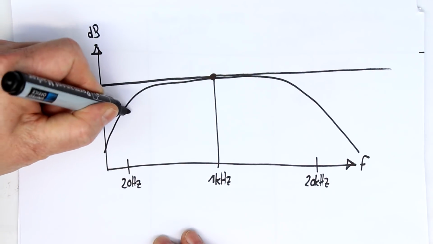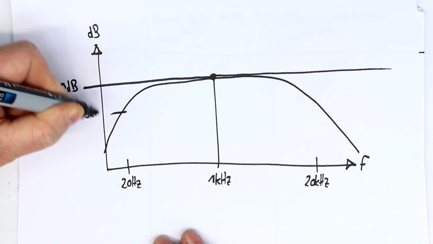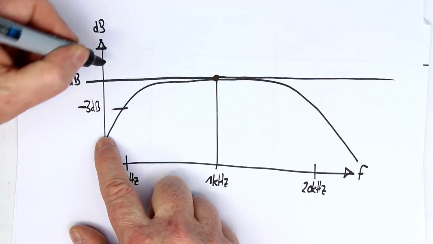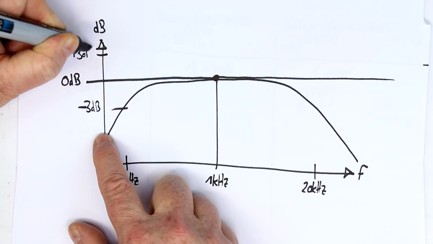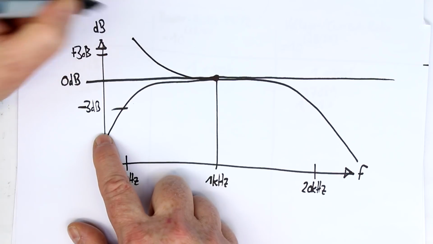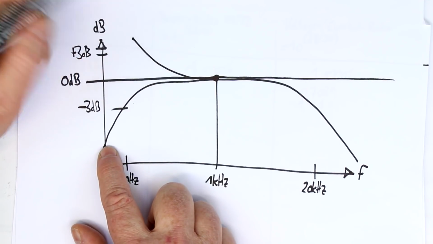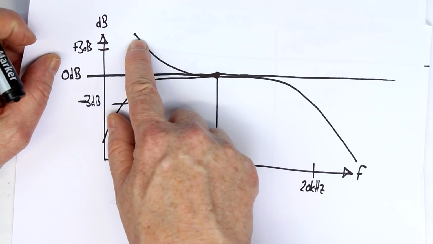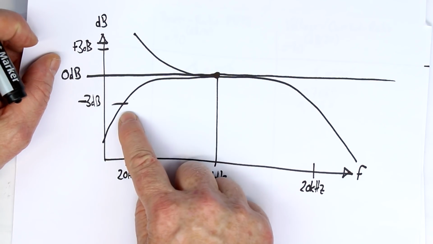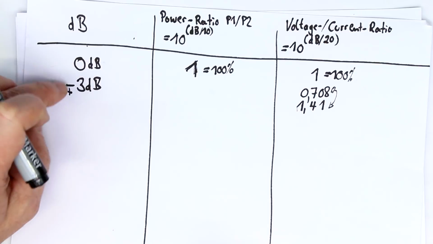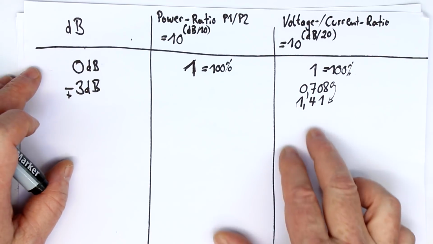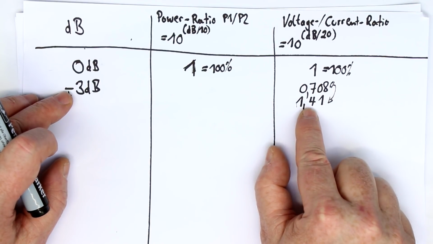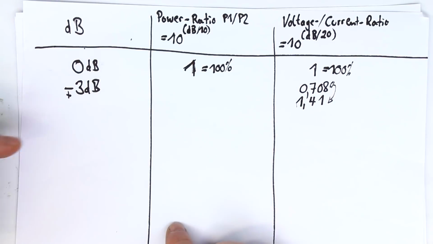Here we have, for example, our minus 3 dB value, and the level is smaller than our reference value. If we would have a deviation of plus 3 dB, then we would have something like this, and the value would be higher. So that's easy to remember. Positive dB values are always greater than the reference value. Negative values are smaller. And if you ever forget the sign, you just have to take the reciprocal and you can change from the minus to the plus value.